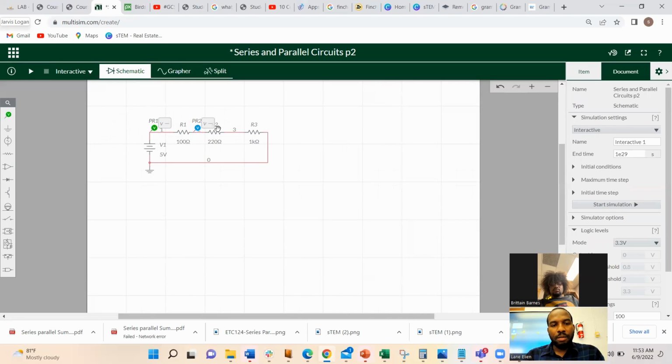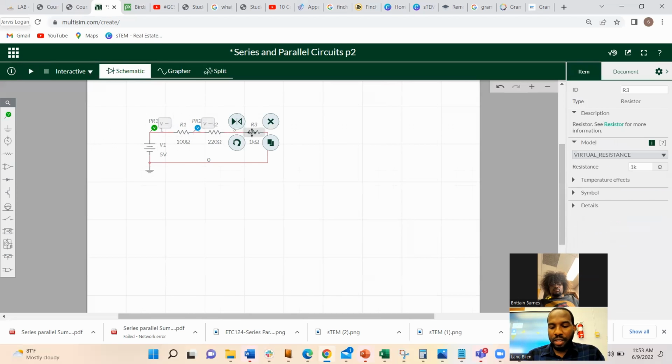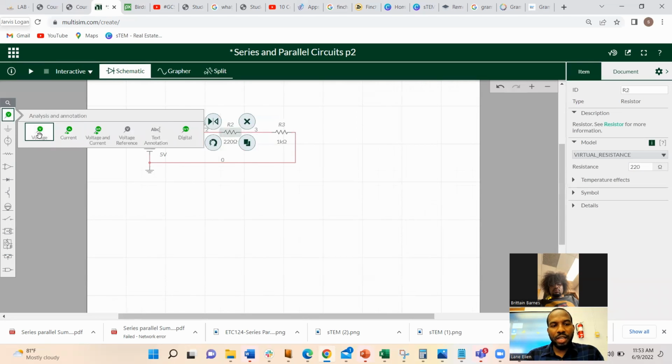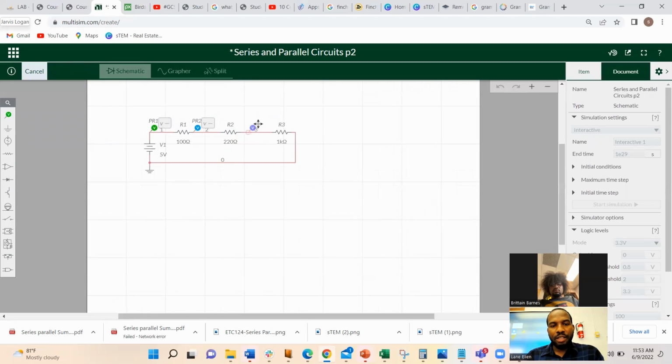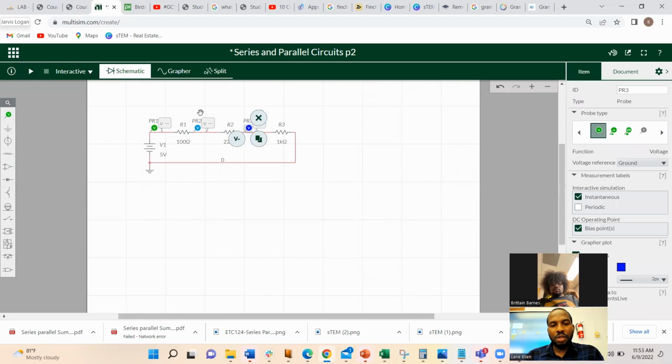Okay, so, and I'm just going to space out my components a bit so that when they are measuring, everything is going to be legible. So again, let's measure voltage, and we will measure the voltage before the component and after the component. And this is how we can tell the voltage difference across the component. And you will see what that looks like.